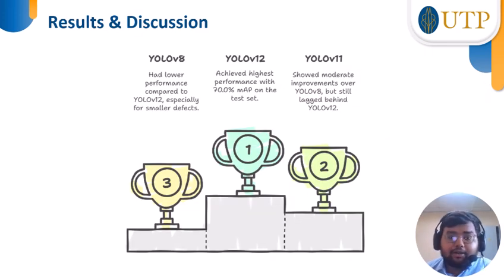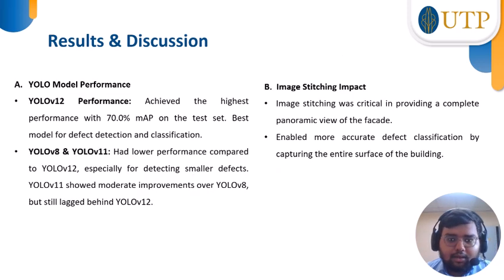Talking about the final output, as we have previously mentioned, YOLO V8 has lower performance compared to YOLO V12, especially for the smaller defects. For the larger defects, it was able to detect them. YOLO V12 has the highest performance with more than 70% mAP on the test set. YOLO V11 showed moderate improvements over V8, but still lagged behind YOLO V12. In the end, talking about the model performances again, V12, as I mentioned, achieved more than 70% mAP on the test set, the best model for defect detection and classification. V8 and V11 have their own disadvantages and advantages, but YOLO V12 outperformed them.